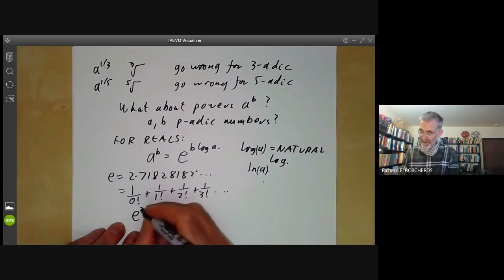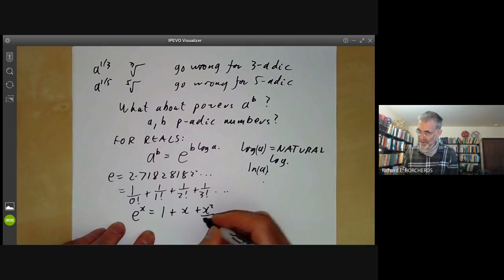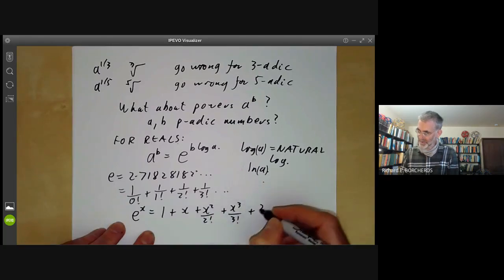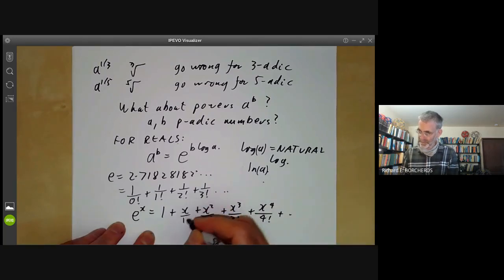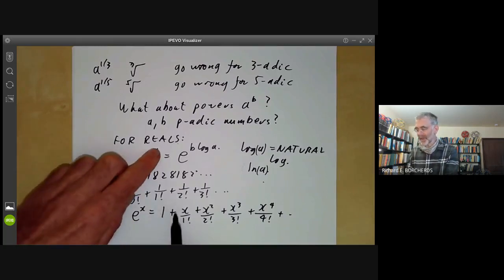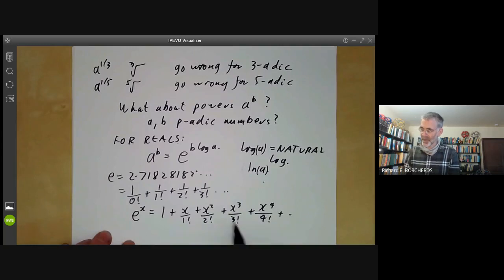because e to the power of x is equal to 1 plus x plus x squared over 2 factorial plus x cubed over 3 factorial plus x to the 4 over 4 factorial, and so on. So working out arbitrary powers is a bit of a mess, but working out e to the power of something turns out to have a very neat formula for it.